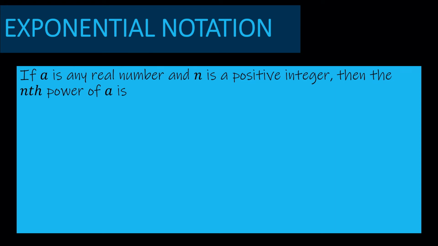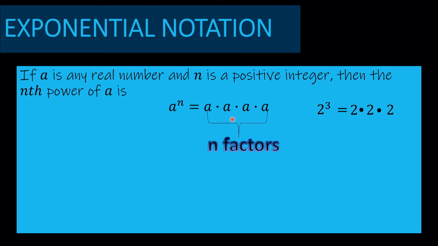If a is any real number and n is a positive integer, then the nth power of a is given by this expression: a to the power of n is equal to a times a times a times a, and so on until the nth factor. Meaning, for example, when you have 2 to the power of 3, it means 2 times 2 times 2. So, that is equal to 8.